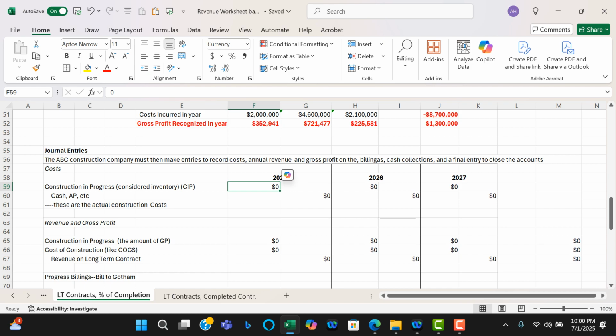Okay, so let's start here. The first thing that we put into construction in process is going to be the actual costs that go in there. So think of it as raw materials, labor, and all that that are going into work in process. We're calling it construction in process now.